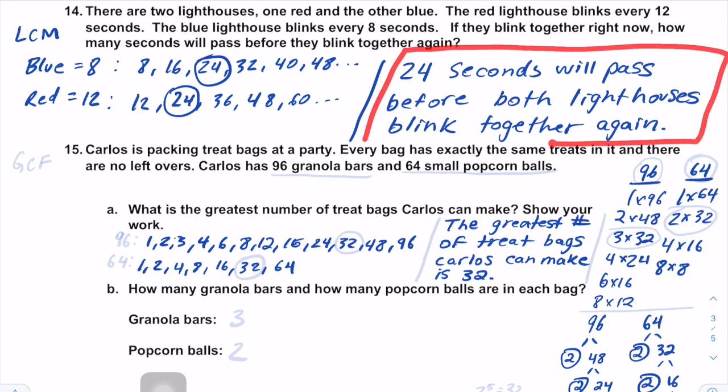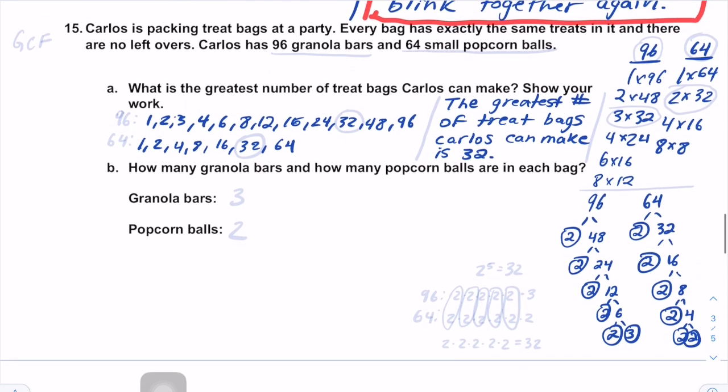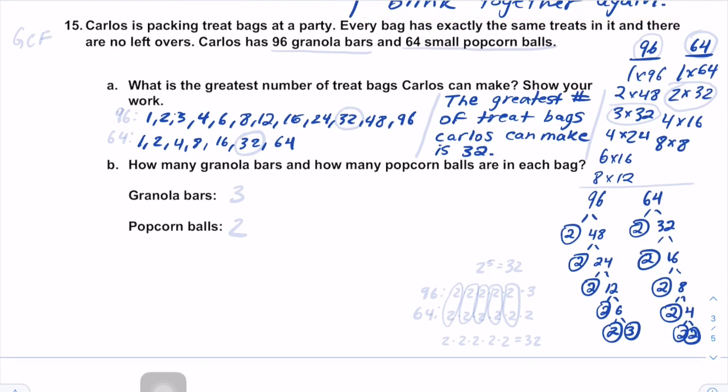Number 15 says, Carlos is packing treat bags at a party. Every bag has exactly the same treats in it, and there are no leftovers. Carlos has 96 granola bars and 64 small bags of popcorn balls. So in this problem, there's 2 steps.